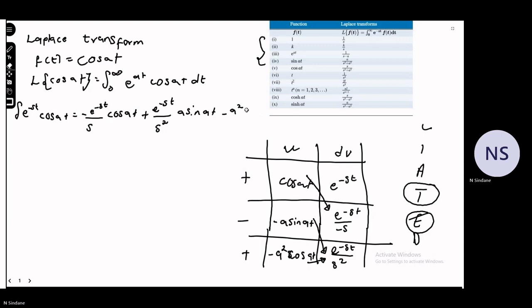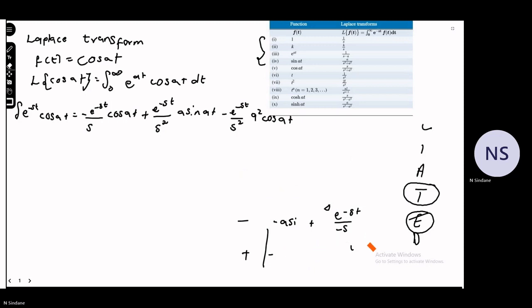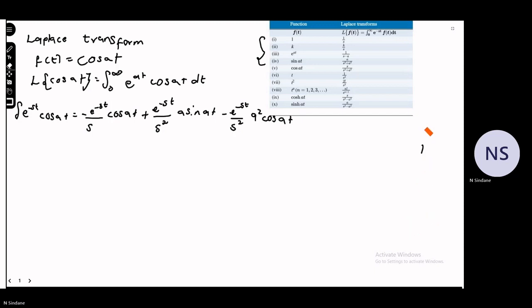Finally, we will have negative a squared. Let me start with that e. We're going to have negative e to the power minus st over s squared, right? Then a squared cos of at, right? Then let me just erase this table because we're not going to need it anymore. We are done with this table. So the best way to integrate by parts is to use a table. Okay, let's remove that detail.